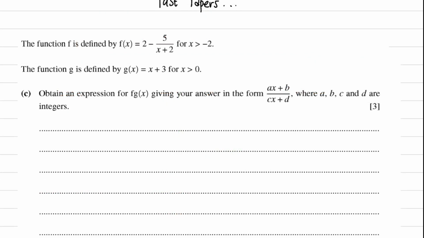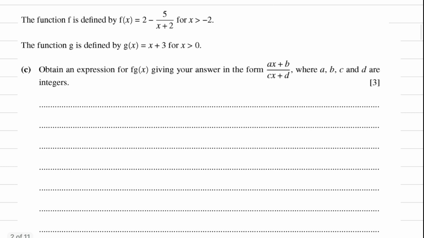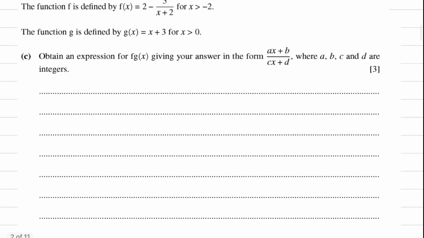Okay guys, let's do some past paper. Let's look at this question. The function f is defined by f(x) equals 2 minus 5 over x plus 2, and the function g is defined by g(x) equals x plus 3. The question is, we want to find fg(x), and we want to give our answer in the form (ax plus b) over (cx plus d).